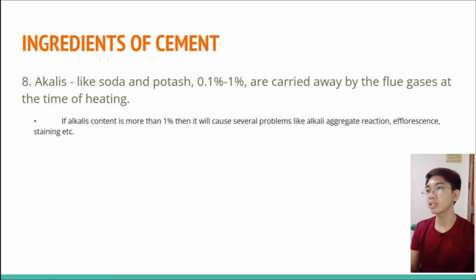So this is the smallest range in the whole structure of cement. During the manufacturing process of cement, most of the alkalis are carried away by the flue gases at the time of heating. Hence, cement contains very small quantities of alkalis in it. If alkalis content is more than 1%, it will cause several problems like alkali aggregate reaction, efflorescence, staining, etc.